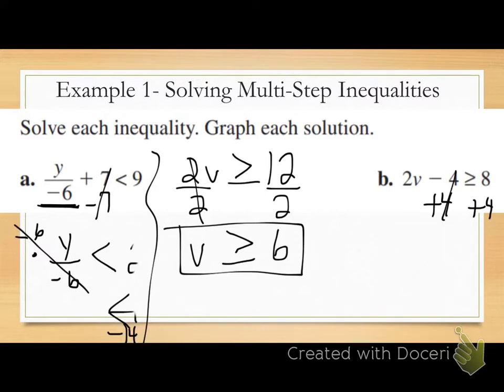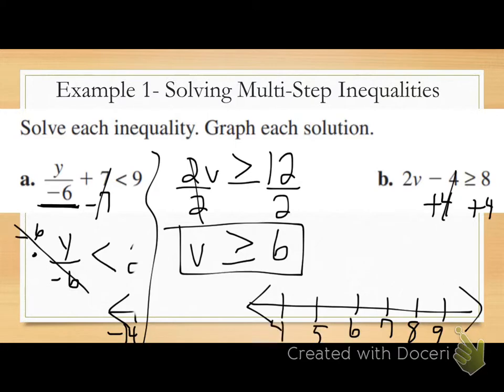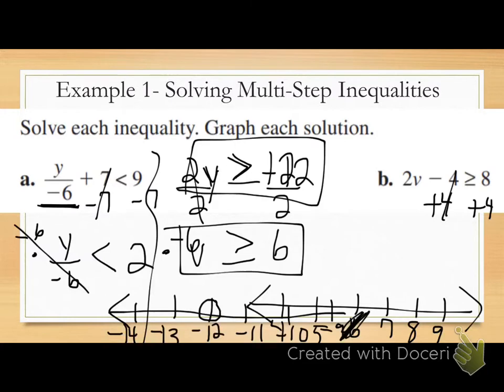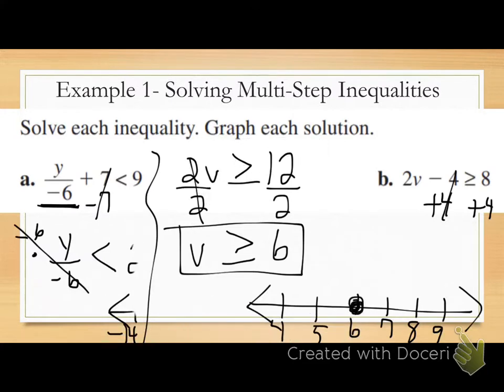Hopefully we're still getting the hang of it, catching on, right? Can I get a thumbs up, thumbs down, thumbs to the side on how we're feeling about it? Any questions if anyone has a thumbs to the side or thumbs down? Graph it real quick. Open or closed circle on 6? Closed. Shading which way? To the right. Well, I want all values greater than or equal to 6.